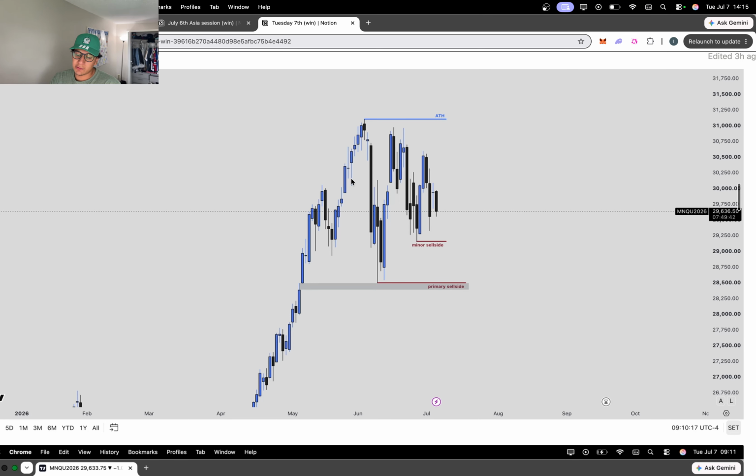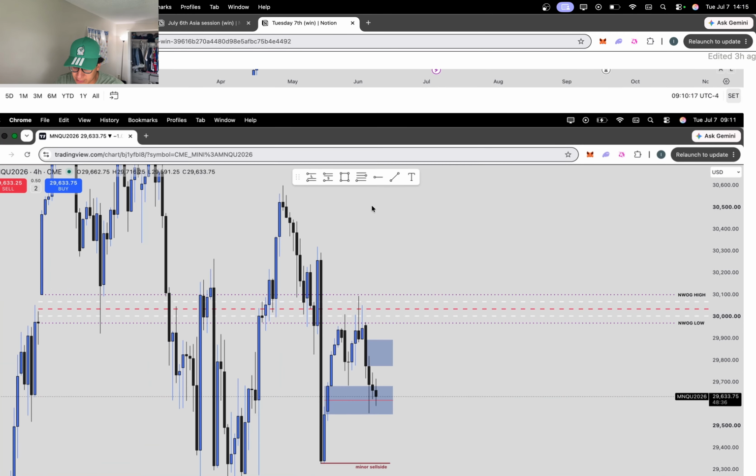So even though we're accumulating and there's low resting liquidity on either side, buy side, sell side, my initial thoughts going into the day was that I want to see the sell side targets get hit prior to this, just because we're respecting bearish PD arrays.